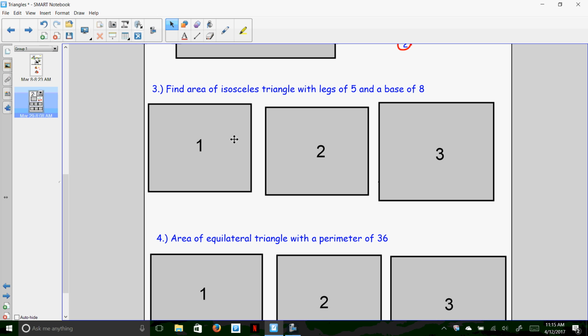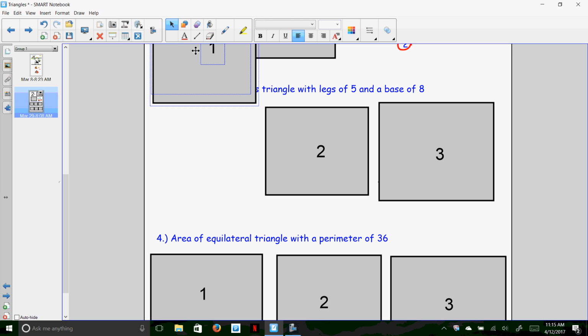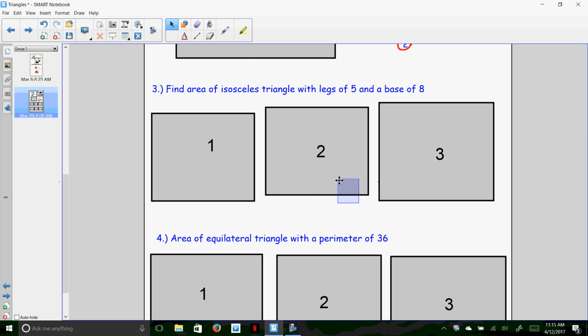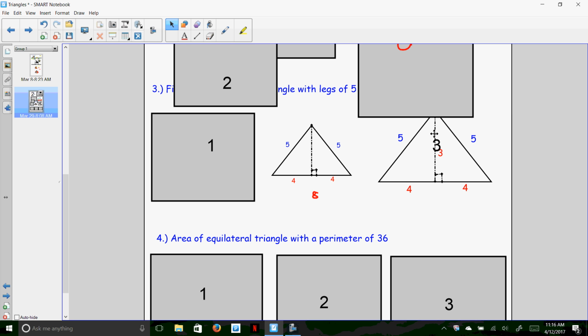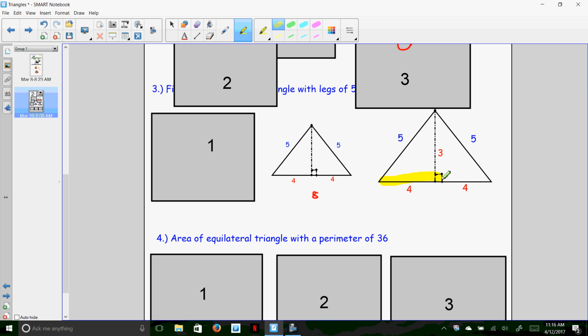All right, find the area of an isosceles triangle with legs of 5 and 8. Okay, so here is what I'm drawing. Oh, it's gone. Let's see if this one has it. There it is. So when you bring that altitude down, that 8 becomes 2 4s. But remember, our base is still 8. And you got to use Pythagorean theorem, or hopefully you guys saw that it's a Pythagorean triple. So you're going to multiply 8 times 3 divided by 2.